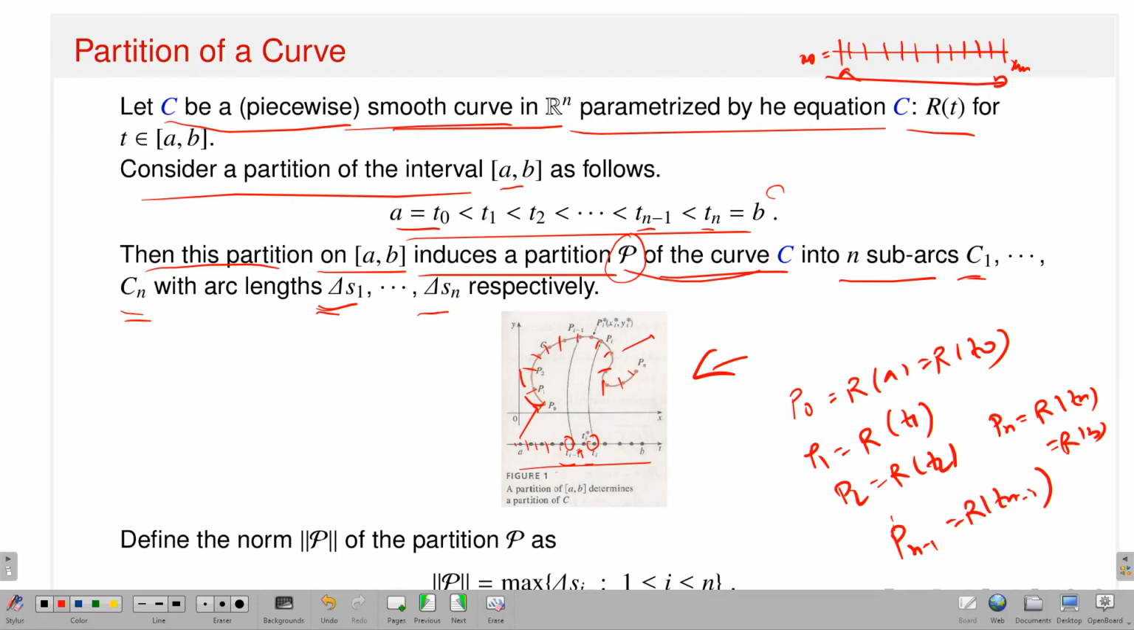Because this is a partition of my curve, what is my norm? If I take a partition of my closed interval AB, the norm of the partition is the maximum length of the subintervals, the absolute value of x i minus x i minus 1. Here also it is the same thing. The norm of P is nothing but the maximum of delta S i, that is the arc length of my subarc Ci, where i runs from 1 up to n.